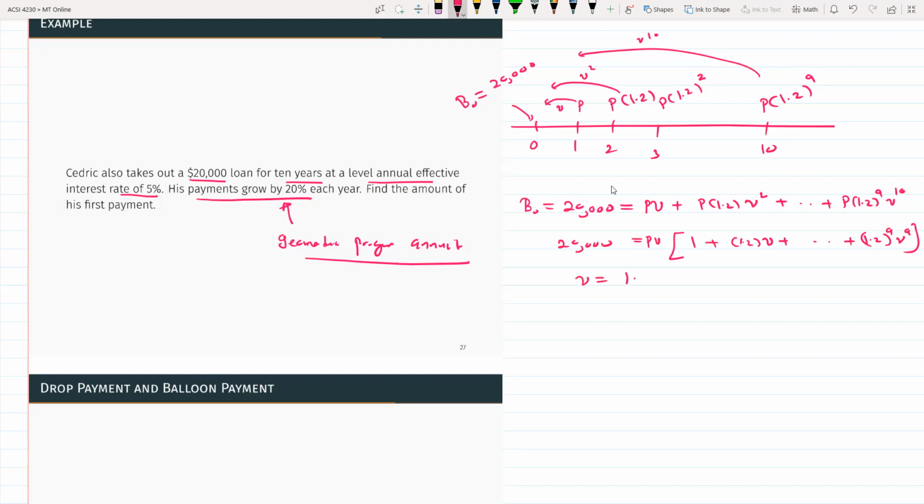And v is 1.05 to the negative 1. And basically you can now solve. So this is a geometric series, the sum of a geometric sequence. So you can use the formula and get the answer. I will stop here again, and please continue and get the answer.